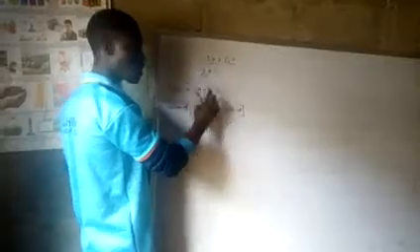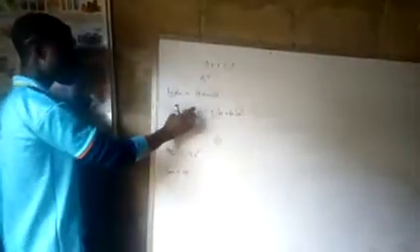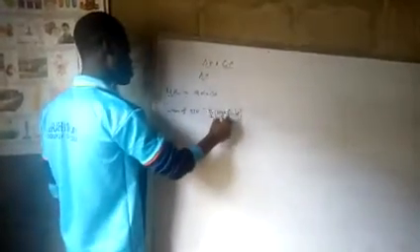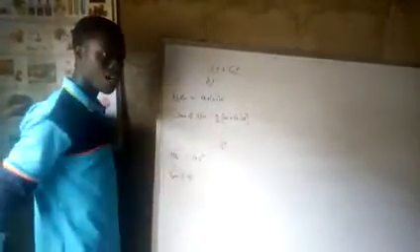For the nth term of A.P., what's the formula? The formula for the nth term of A.P. is a plus (n minus 1) times d. We are still coming back to what a, n and d mean. The sum of nth term of A.P., the formula is n over 2, open bracket 2a plus open bracket n minus 1 close bracket d. That's the formula for the sum of nth term of A.P.